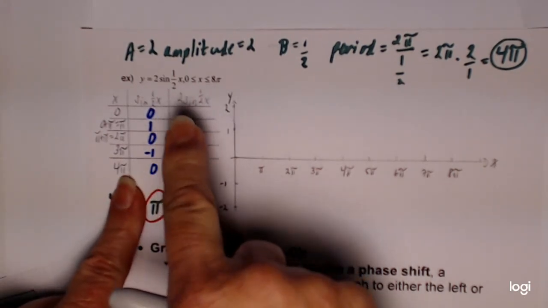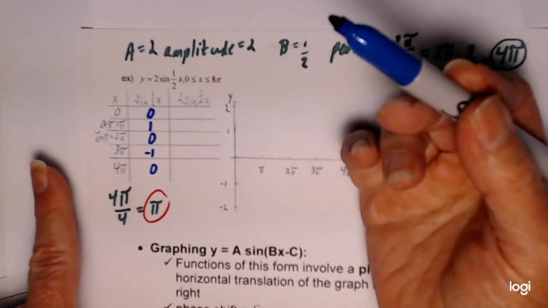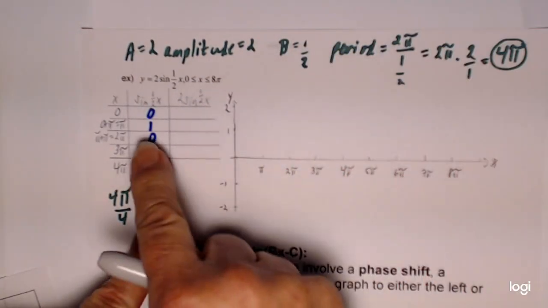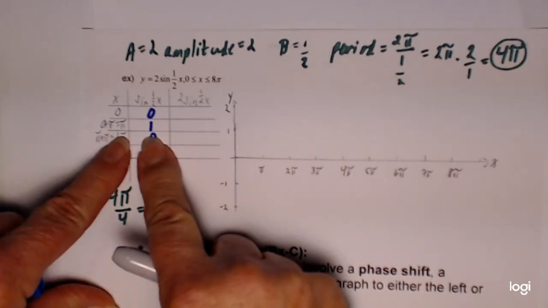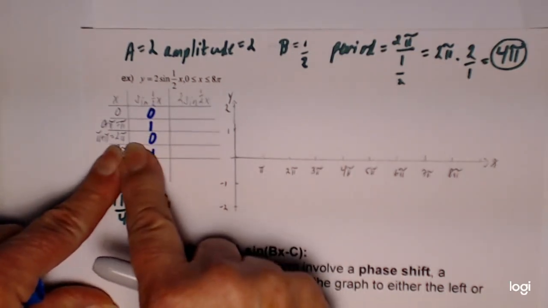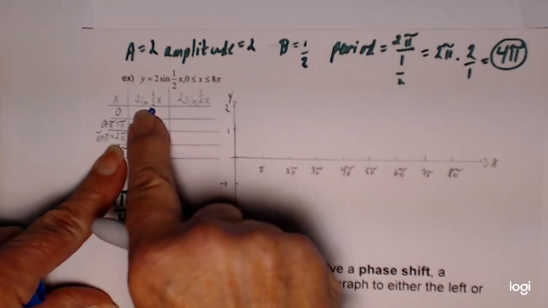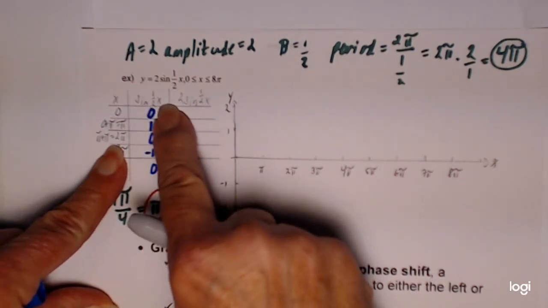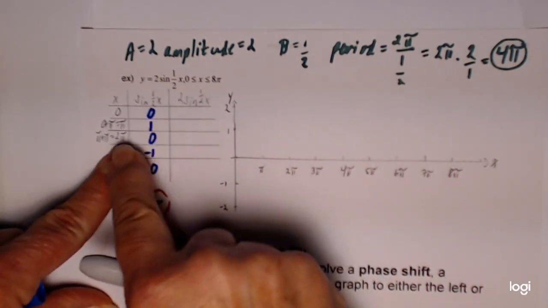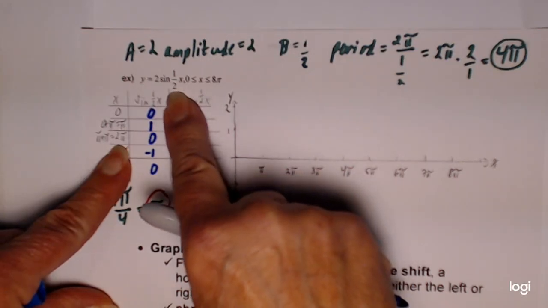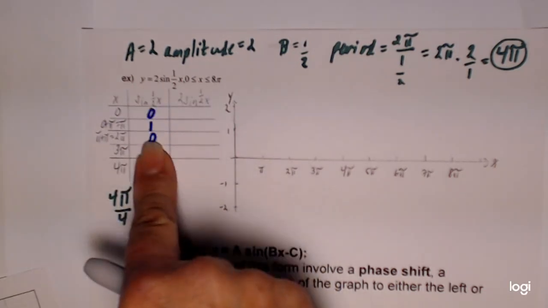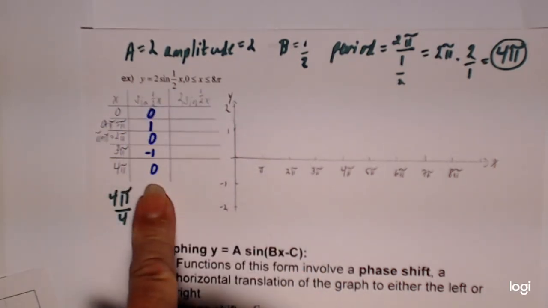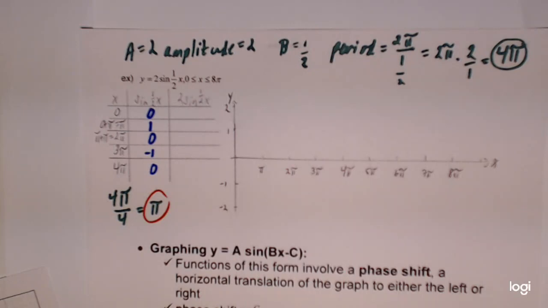So we could prove it if you want to see where we got these from. So here, for 2 pi, sine of 1/2 x, if x is 2 pi, 1/2 of 2 pi is pi, and the sine of pi is 0. So we could go through and substitute all these x in here, but we don't need to because we know what they will be.